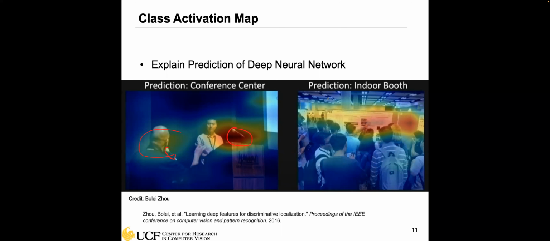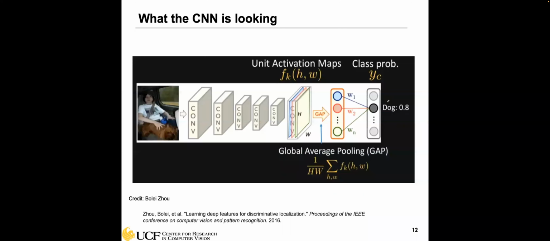On the right, this image predicts indoor booth, and why this prediction? This activation map tells you these regions, you see these poster regions highlighted. These are the most important pixels the network pays attention to in order to make a prediction. This is indoor booth. So that's the overall idea, but let's see how we are able to get this class activation map.